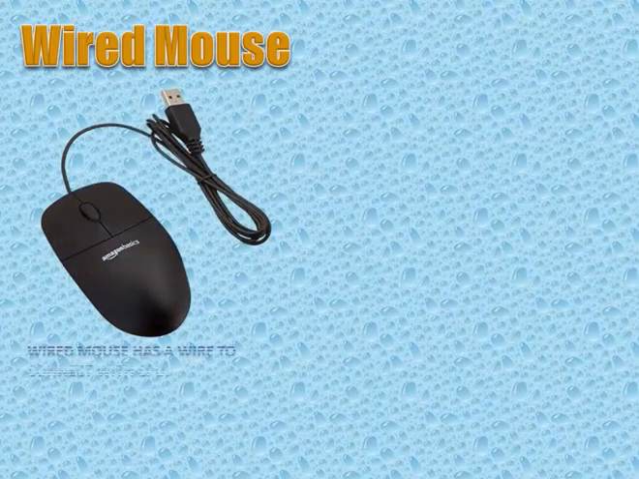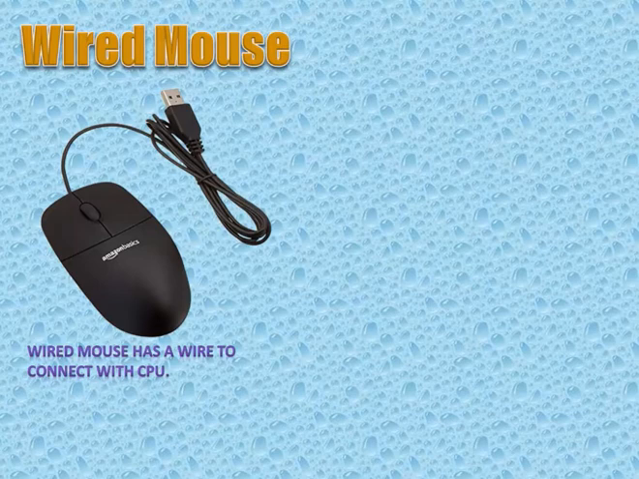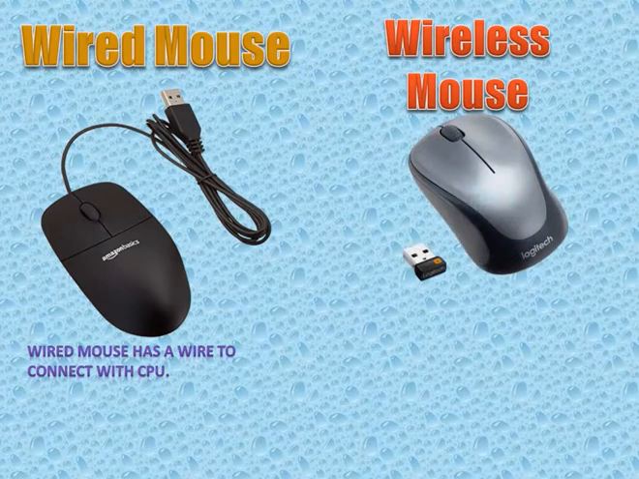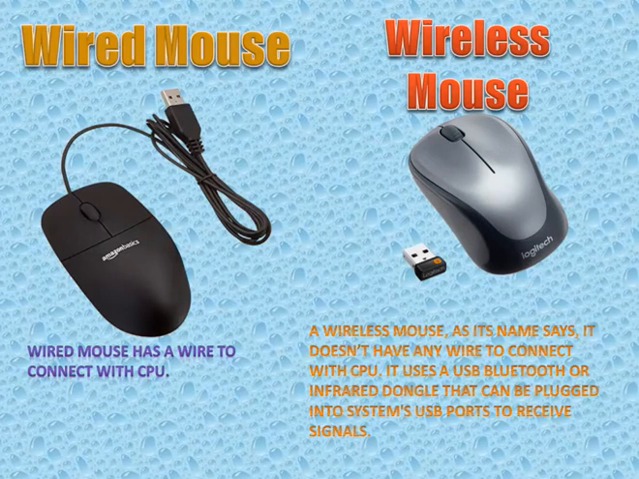Wired mouse. Wired mouse looks like this. It has a wire to connect with CPU. Wireless mouse. Wireless mouse looks like this. A wireless mouse, as its name says, doesn't have any wire to connect with CPU. It uses a USB, Bluetooth or infrared dongle that can be plugged into the system's USB ports to receive signals.